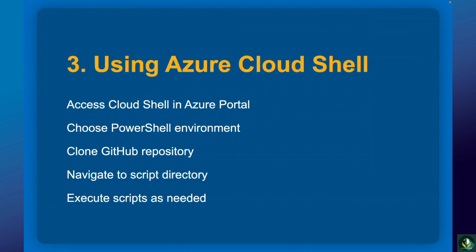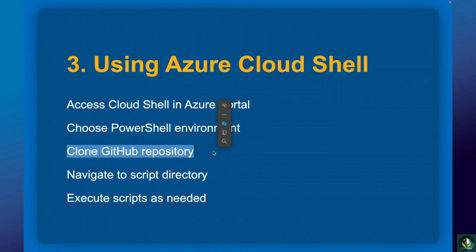Now, as for Azure Cloud Shell, it's a convenient browser accessible environment for managing Azure resources, as you remember. And you access Cloud Shell by clicking the terminal icon in the Azure portal. As you remember, we choose PowerShell environment when prompted. And if you've chosen Bash environment as your first prompt, you can change it to PowerShell by typing pwsh.